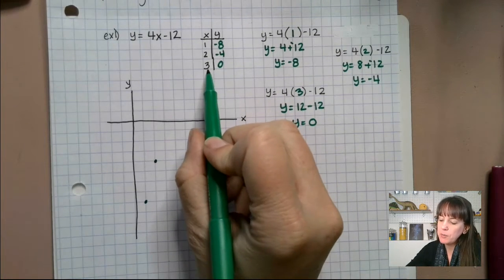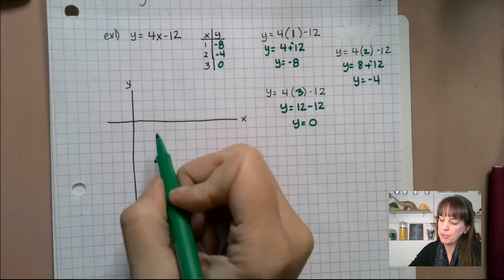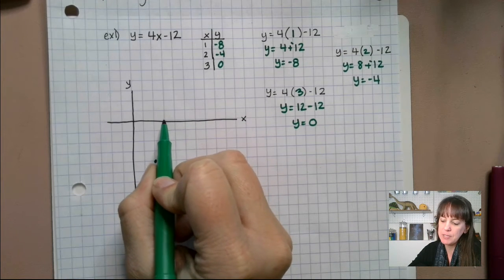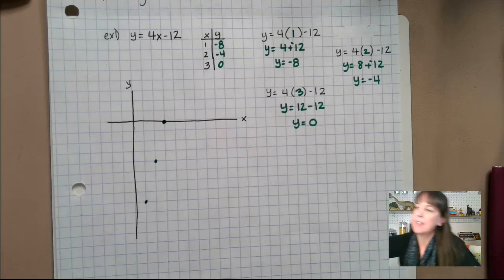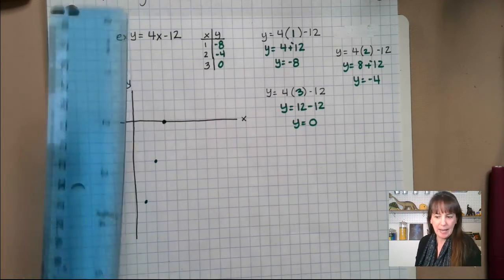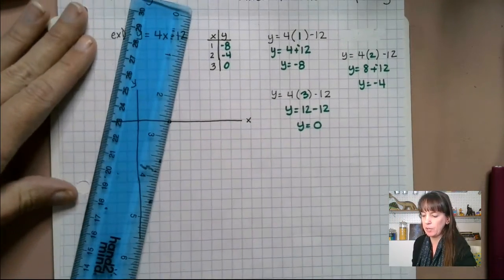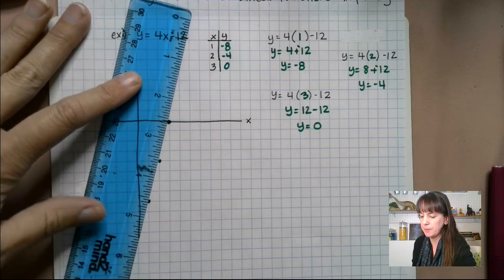So the next one we have to do is over 3, up 0. So we're going to go over 1, 2, 3, and we go up 0. So we put our dot right here. Then what we do is we use our straight edge always when we are graphing lines. We've got a straight edge here.